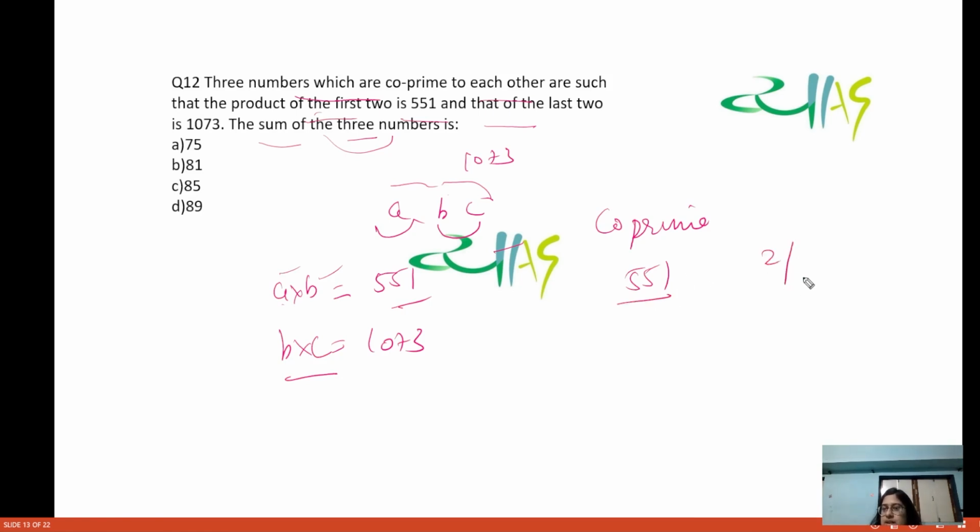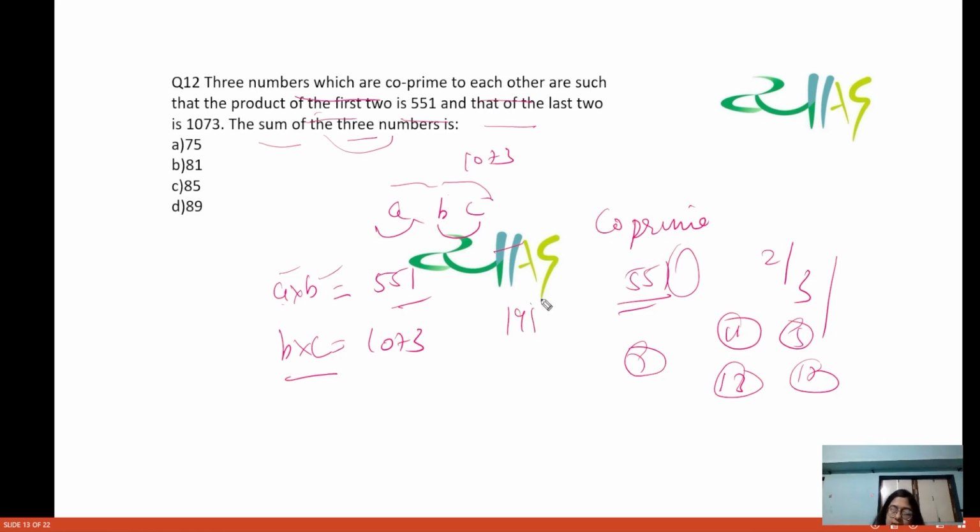551 को आप देखिए, 2 से नहीं जा रहा, 3 से नहीं जा रहा, 5 से भी नहीं जा रहा, 7 से भी नहीं जा रहा, 11 से भी नहीं जा रहा, 13 से भी आप चेक करेंगे नहीं जाएगा, 17 से भी चेक करेंगे, it is not going. So let us check by 19. OK, 19. So 19 twos are 38, 19 threes are 57.